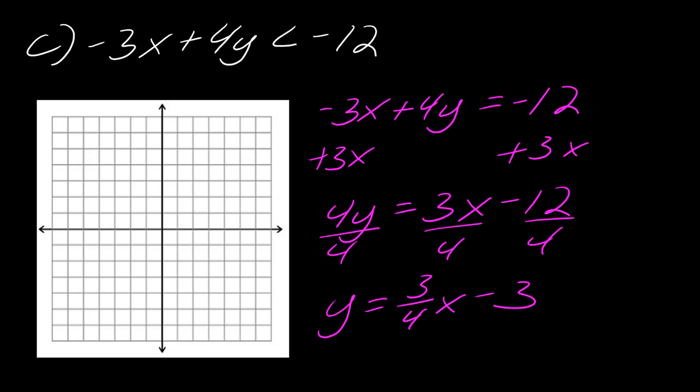Okay, so first let me sketch some points. So let's see, I come down 1, 2, 3. I'm going to go up 1, 2, 3 over 1, 2, 3, 4. And then I'm going to use a dotted line because it is a less than. So there's my initial line. Okay, so let me clear off this work.